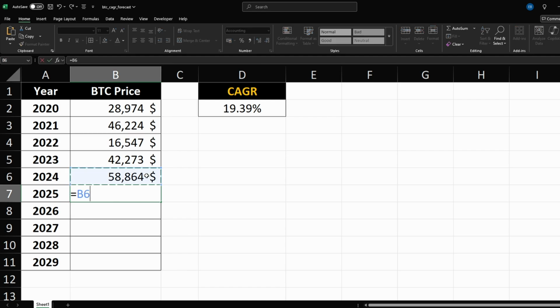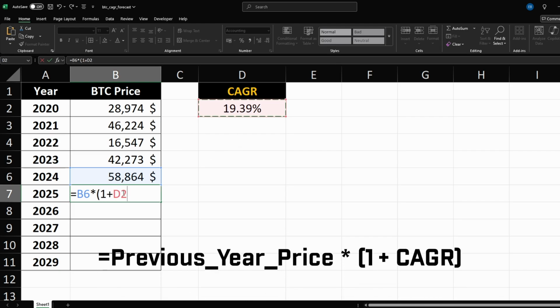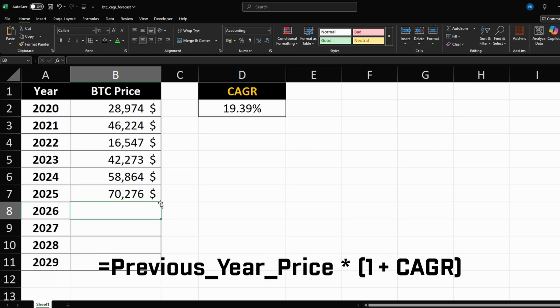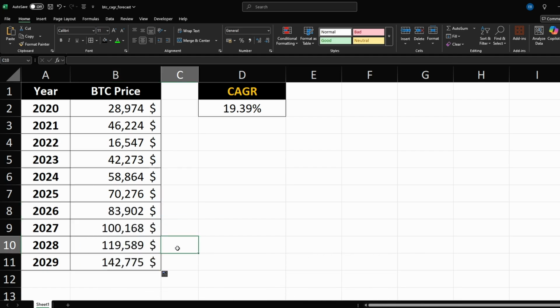Now we apply that compound annual growth rate to forecast the next 5 years. From 2025 to 2029, we start with the last known value, $58,864, and grow it year by year using this formula. Make sure to lock the cell by pressing F4 after clicking on it. If this trend continues, the model shows that by 2029, Bitcoin could reach around $142,000.